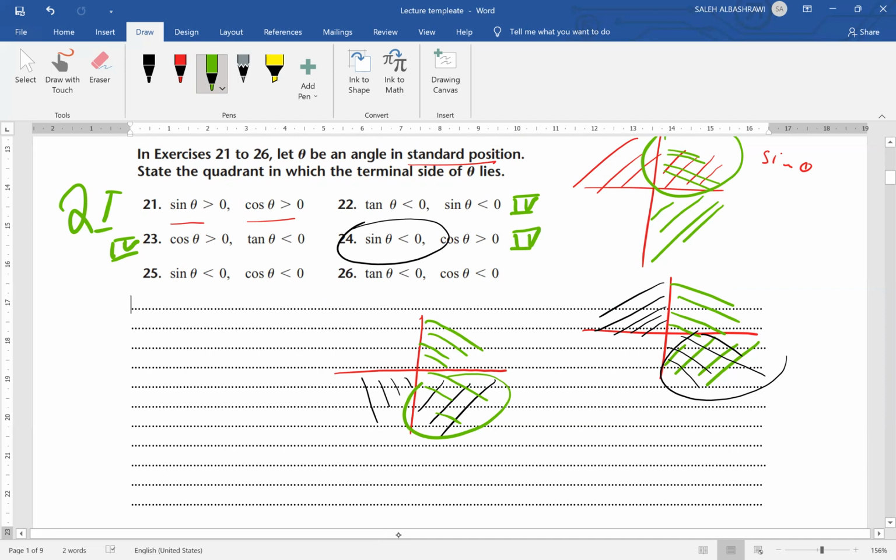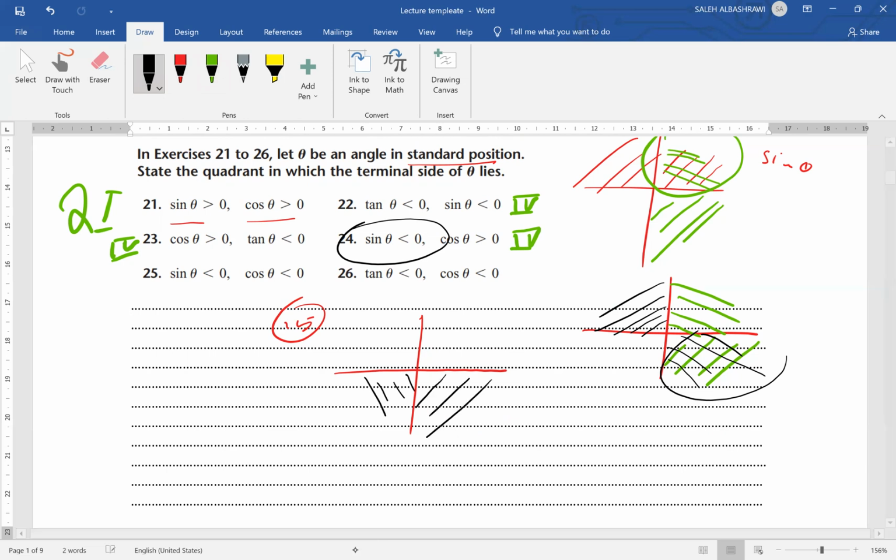Number 25. We are given sine is negative and cosine is negative. Sine is negative in the third and fourth. Cosine is negative in the second and third. So we can see the common one is the third one. So 25 will give me the third quadrant. Number 26.